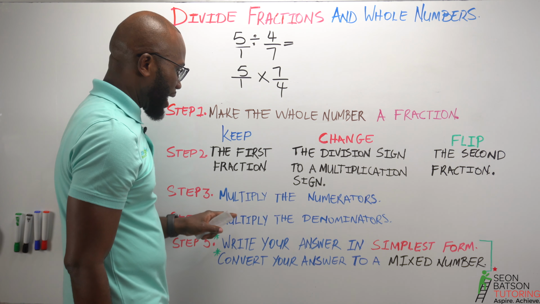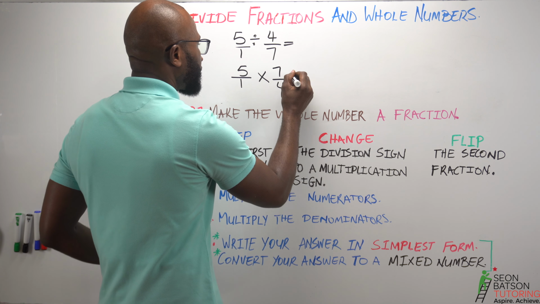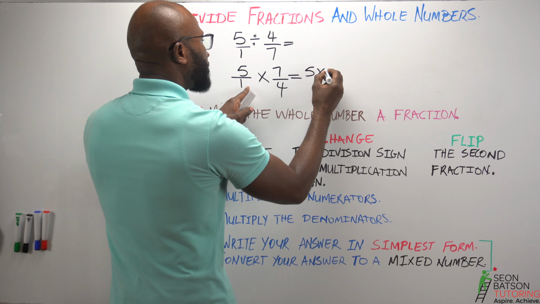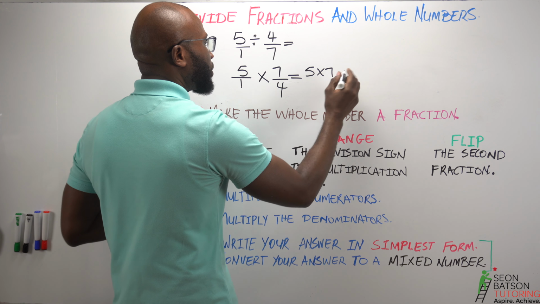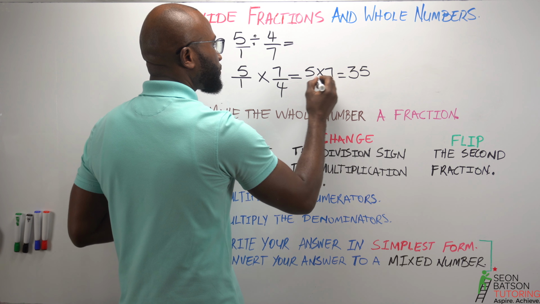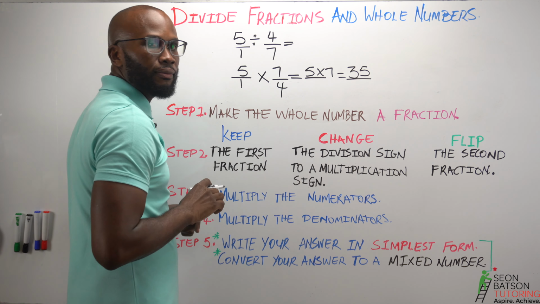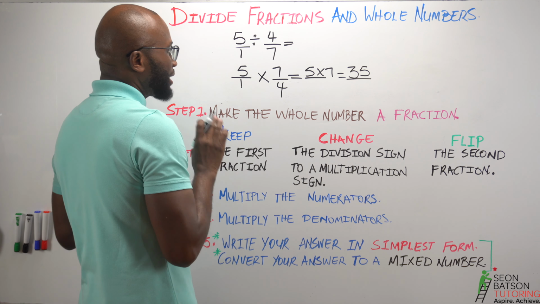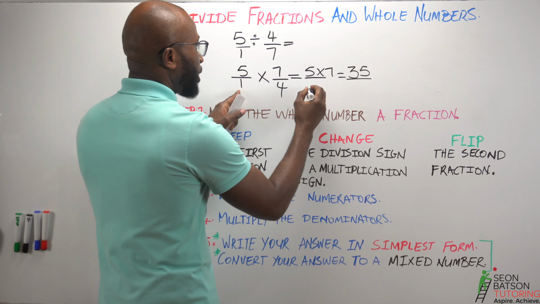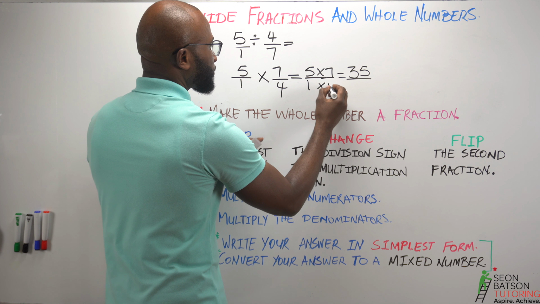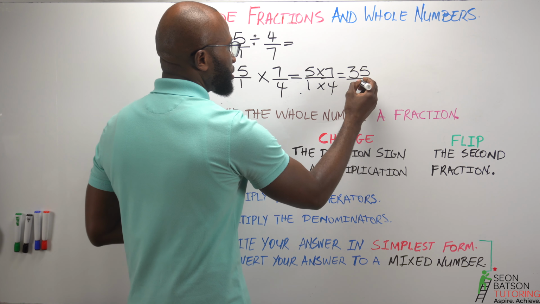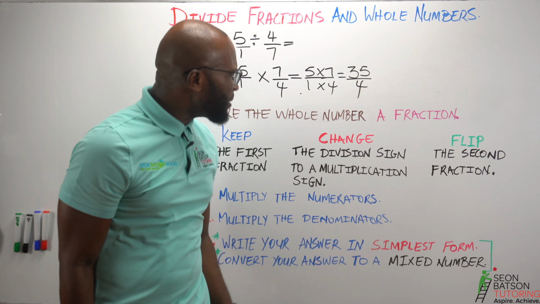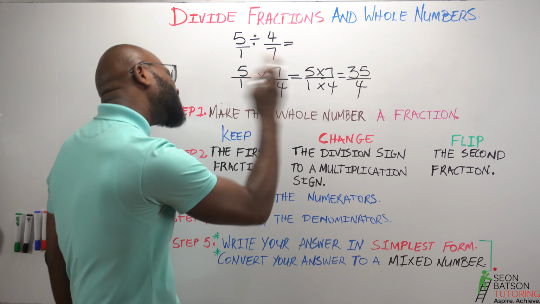Now it's time to multiply. We'll multiply the numerators first. The numerators in this example are 5 and 7, and 5 times 7 will give us 35. Yes? Then we will multiply the denominators. The denominators in this example are 1 and 4, and 1 times 4 is 4. How easy was that? Very simple. This is too easy.